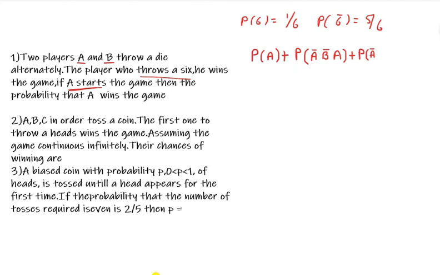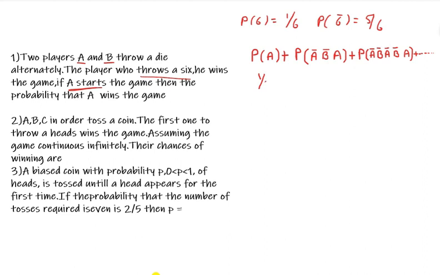Or A may win the game in his third chance. When he will get the third chance, A has to fail in his first chance, B also has to fail in his first chance, A has to fail in his second chance, B also has to fail in his second chance, then A will get a third chance. In that third chance he has to win. So this process will go up to infinite terms.